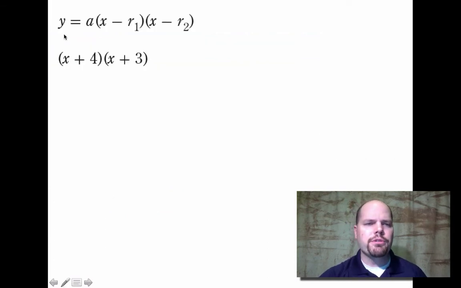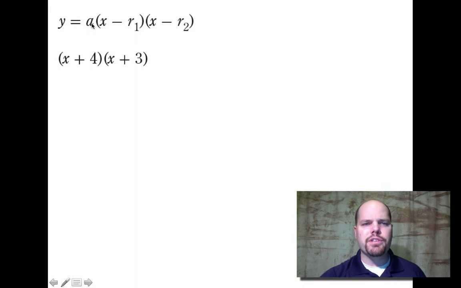Okay, so in the last lesson we saw y equals a times the quantity x minus r sub 1 times the quantity x minus r sub 2. You should notice that's factored form. So this right here looks like factored form, the quantity x plus 4 times the quantity x plus 3. So we're going to try to go from a standard form quadratic equation into factored form, because you saw how helpful it can be to have factored form. You can get the x-intercepts quite easily. Then you can get the vertex, and then you can do all sorts of analyzing from that.